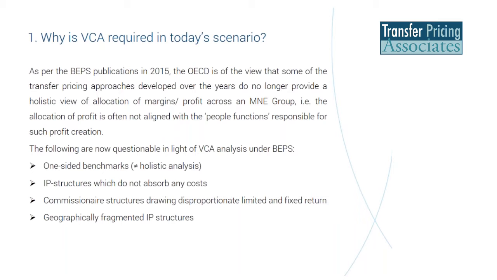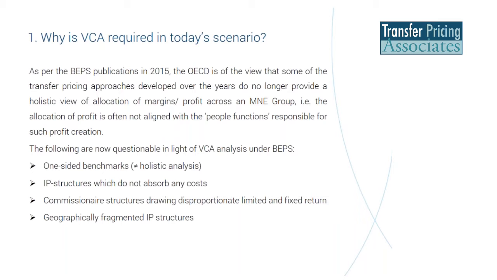Second area which is getting questionable in the light of VC analysis under BEPS is IP structures which do not absorb cost, which means we have a legal owner of the IP, which doesn't pay the group entity that is developing the IP. Then the only reward that IP entity should get is cost plus. And if it absorbs cost and doesn't perform functions, then the IP entity which owns the IP and provides funds should only get a return related to financing the IP. So VC analysis will help in defining whether the existing IP structures are right or wrong, and then how to correct them.